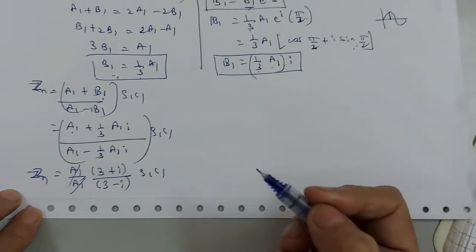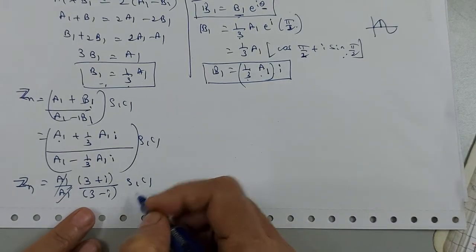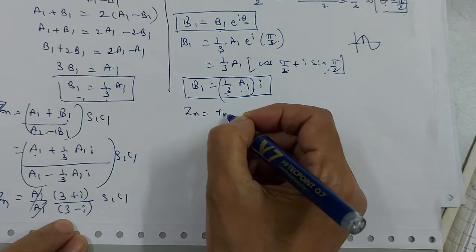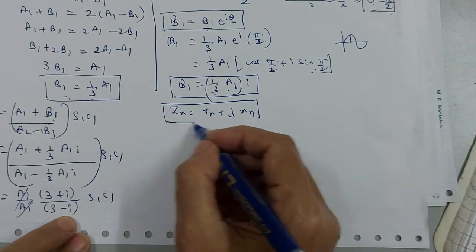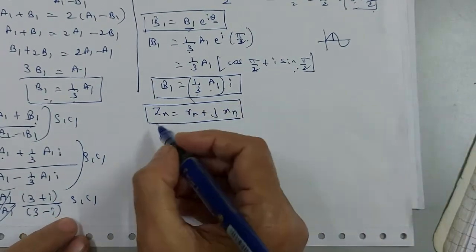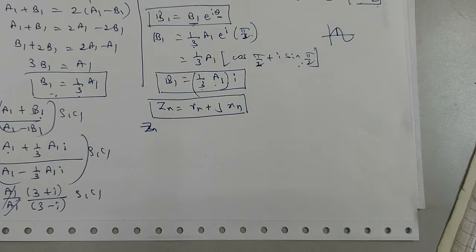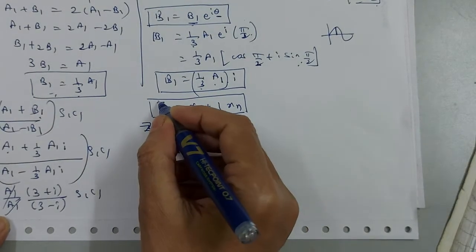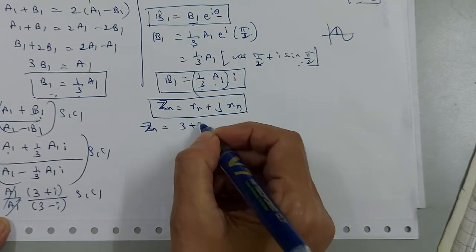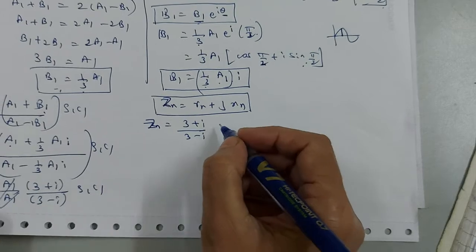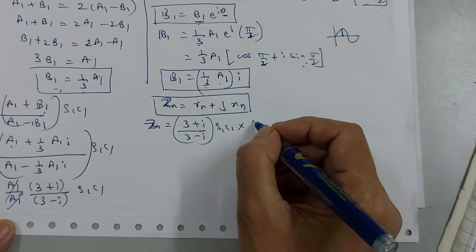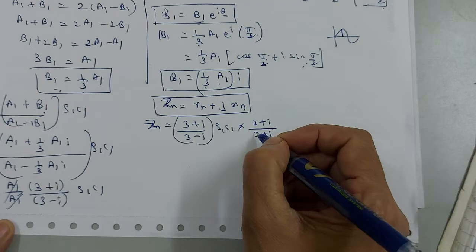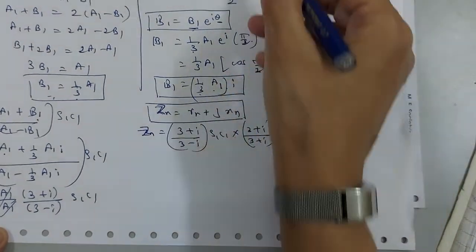Fine, cancel A1 also. Now this is what form? I taught you this also, that Zn is equal to Rn plus jXn. Rn is the resistive component and Xn will be the reactive component. That also I taught you. Now, after knowing that, what is the next step? After getting this Zn, here also I will write complex. This is 3 plus I upon 3 minus I times rho 1 C1. So here what I have to do? I have to multiply and divide by the numerator. So multiply by 3 plus I, divide by 3 plus I.